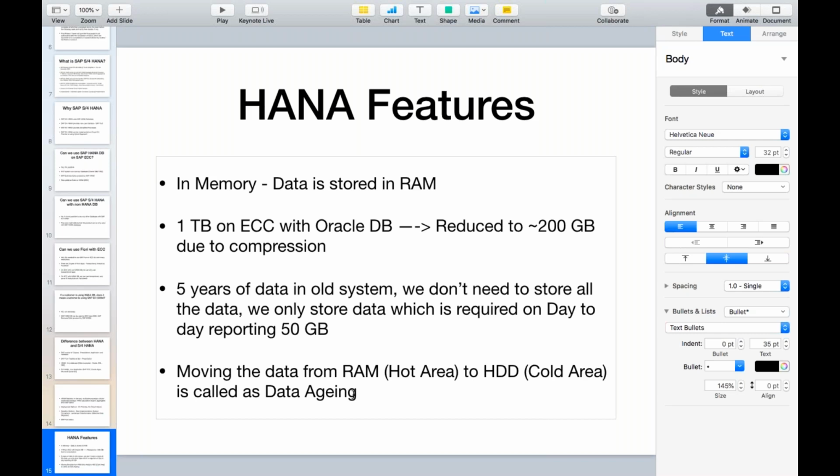Right? So HANA supports in-memory computing. In-memory computing is storing the data in RAM as well as hard disk. You don't need the entire data to be stored in RAM. You will only store current data. Current data means normally current year minus one previous year. Only this data you will be storing on the RAM. Other data you can move to the hard disk. The process of moving the data from the RAM to the hard disk is called data aging.